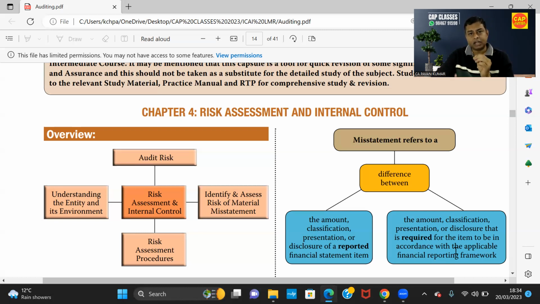So simple. What is a misstatement? It is a difference in the balance. It is a difference between, that could be you are looking at an amount, or you are looking at classification, you are looking at presentation, you are looking at disclosure. For the sake of ease, I'm taking amount. How much it should be, how much it is. If there is a difference, then it is misstatement. Simple. You understand this? Clear? Is the concept clear?